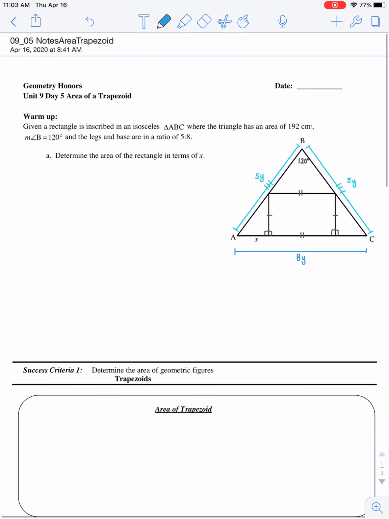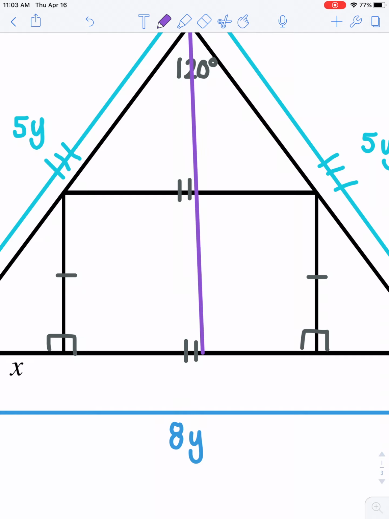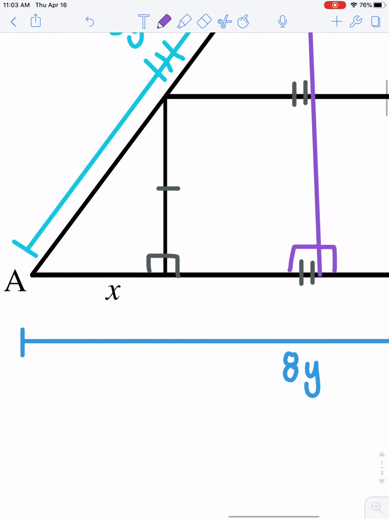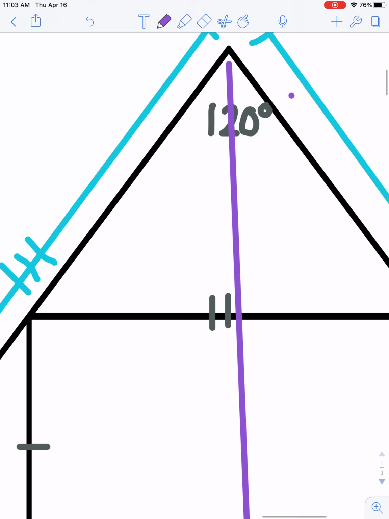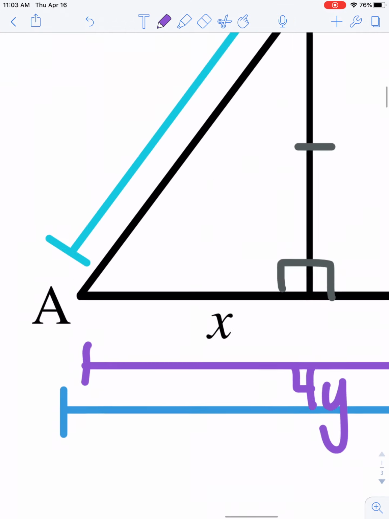Now, how can we use this to help us solve? Well, I know it's an isosceles triangle, so I'm going to drop an altitude to help me here, because I want to try and solve for y. Well, this altitude splits our base in half, so this part will become 4y, and it will also bisect this angle, so that makes this 60 degrees, and that makes this angle 60 degrees. Oh, that would then create a 30, 60, 90 triangle here.